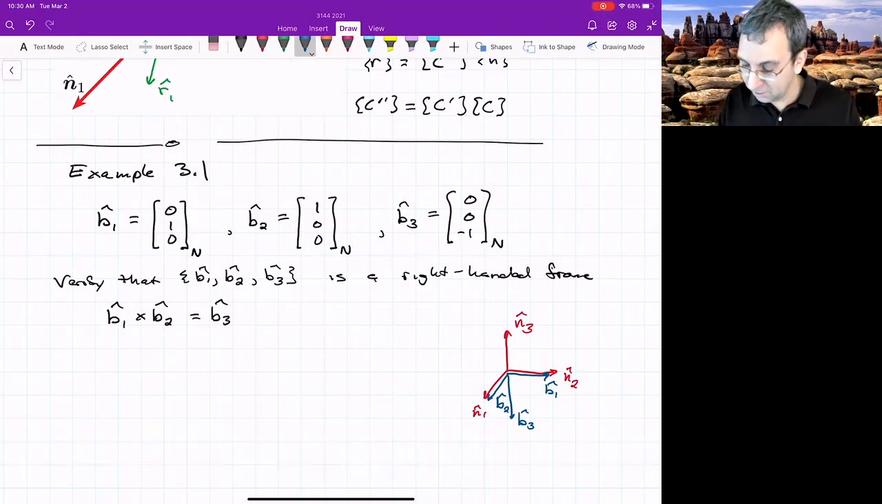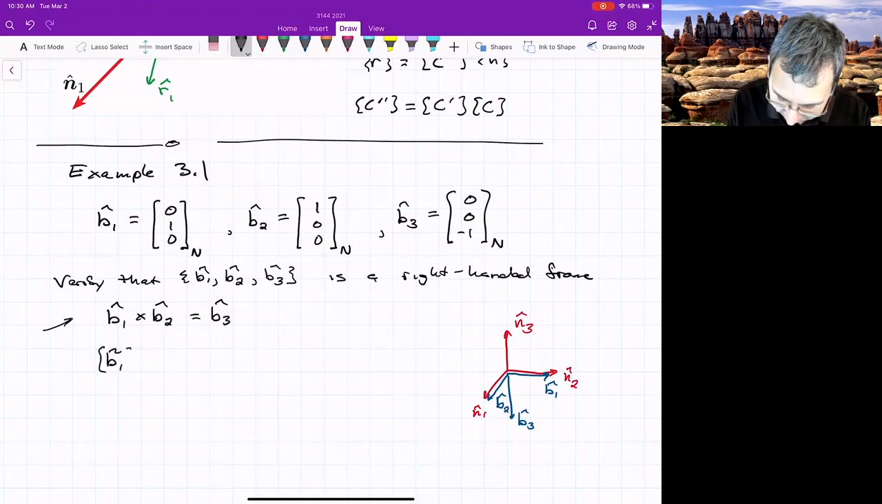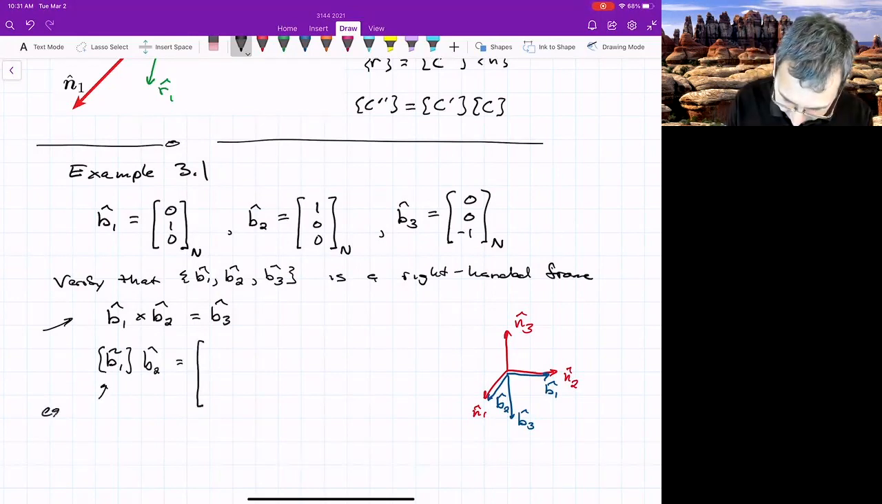Here it was kind of easy because these are in plus or minus the N directions. What if it wasn't? Then we'd have to verify this, and one way is the way I've written before for how you write the cross product as matrix multiplication. This equation of the cross product becomes B1 tilde times B2. And what is that? The way that we described this tilde matrix is in equation 3.23.